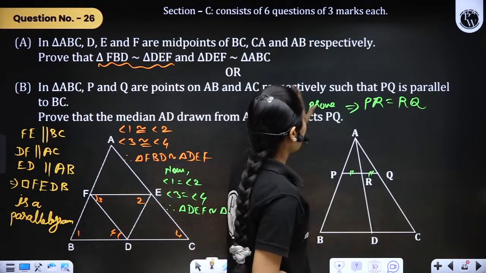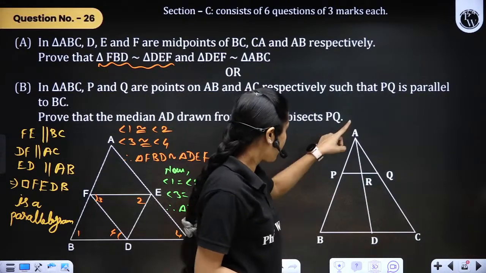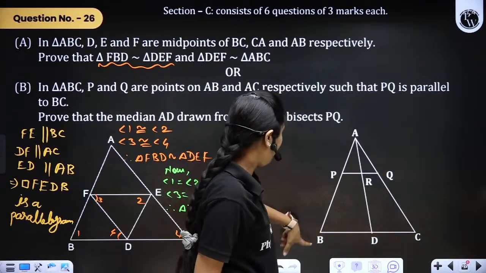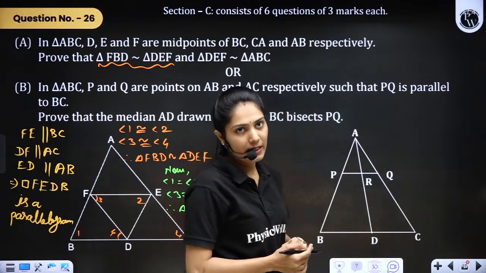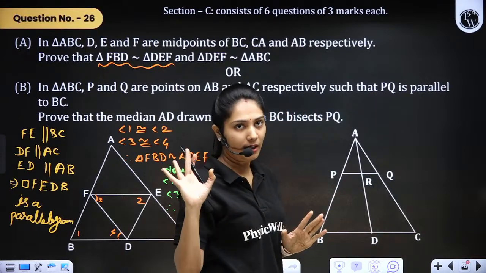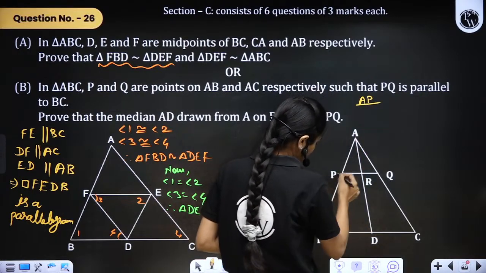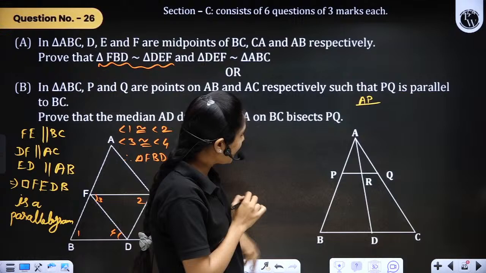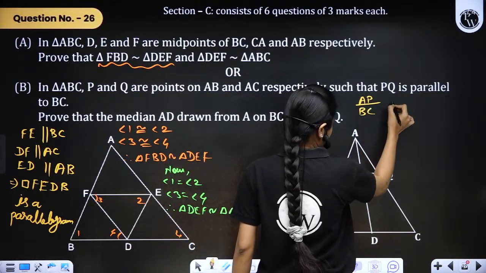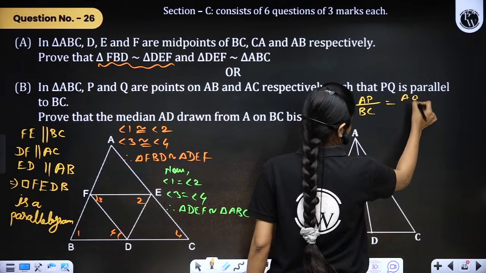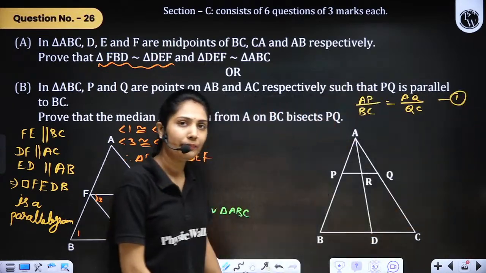See, to prove this, we already know PQ meets AB at P and AC at Q, and PQ is parallel to BC. So by the basic proportionality theorem, APQ is similar to ABC, so AP upon AB is equal to AQ upon AC. Let it be equation number 1.